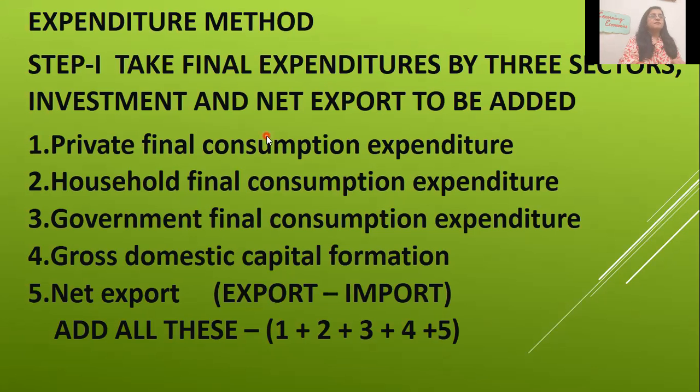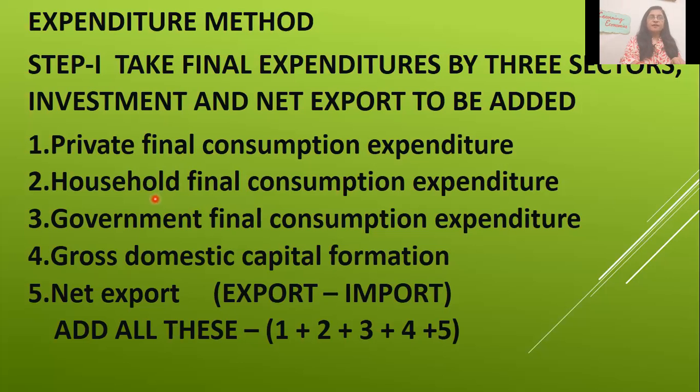First, we'll take the example of private final consumption expenditure. What is private final consumption expenditure? It is the consumption expenditure which is made by profitable or non-profitable organizations for production purpose. They are producing goods and services and they are making certain types of expenditure. Only final consumption expenditure is included. That means we do not include intermediate consumption.